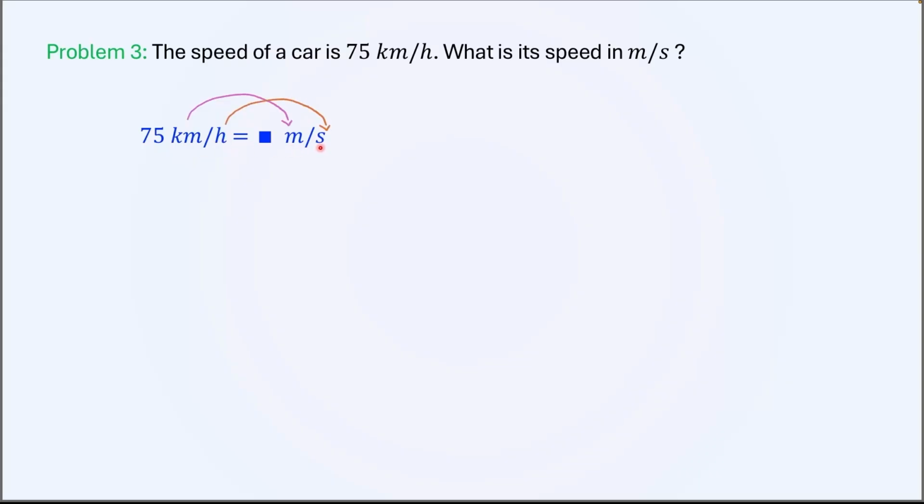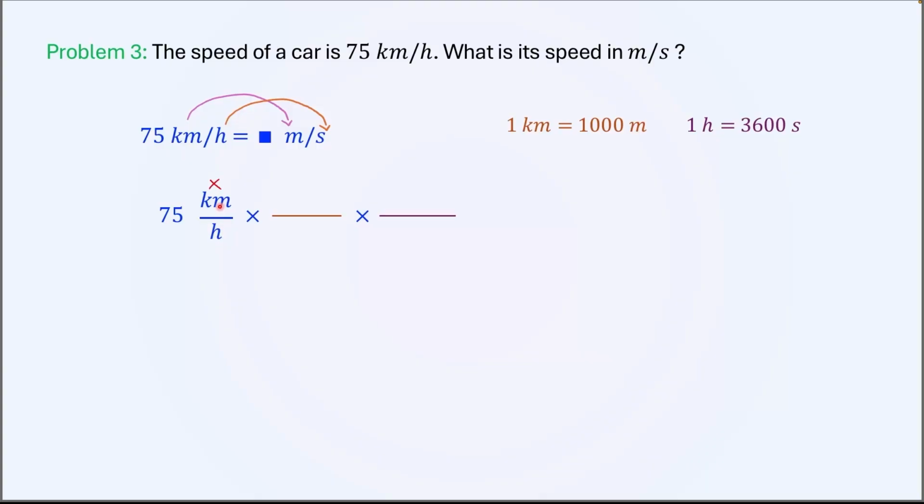The conversion factor between kilometer and meter is 1 kilometer is equal to 1,000 meters. And the conversion factor between hour and second is 1 hour is equal to 3,600 seconds. Since there are two conversions, you need to multiply two fractions, one for each conversion factor. Kilometer per hour is kilometer divided by hour.